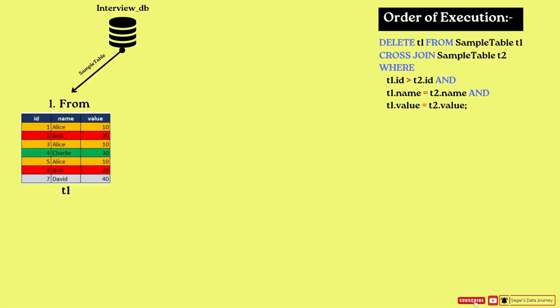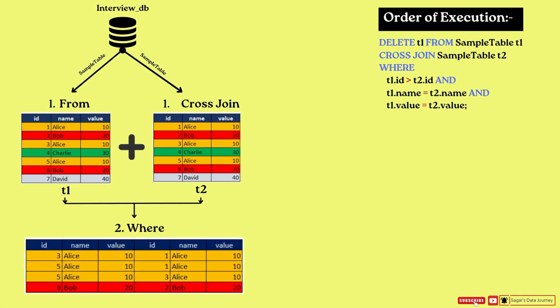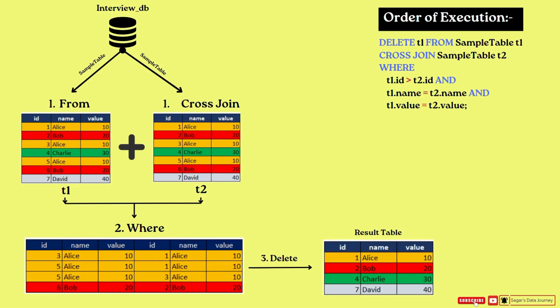Let's try to understand the order of execution for this query. After executing this query, the tables from the selected database, which are mentioned along with the from clause and cross join, will be kept under execution. Then the cross join will generate a result table which will contain a total of 49 records. Now from the generated table, records are deleted by filtering the records using a where clause, and the final output is generated. This is how this query will execute step by step.